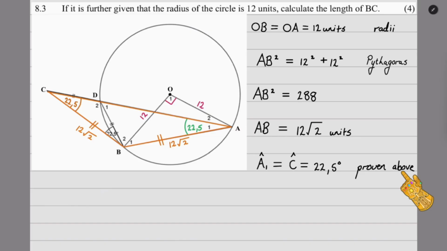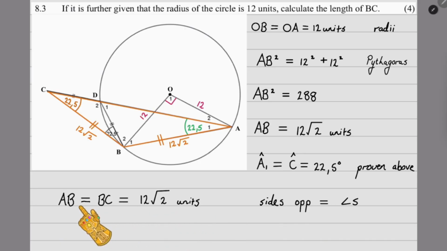And now we jump into our concluding statement that AB has the same length as CB, and we just simply say AB equals BC. And our reason for concluding that is what we spoke about earlier: sides opposite equal angles. So this side is opposite that equal angle, and this side is opposite that equal angle. And now we have the length of BC, and we've successfully answered what they asked for.